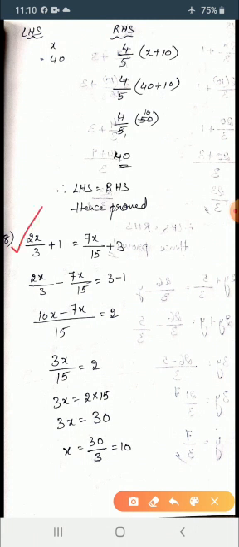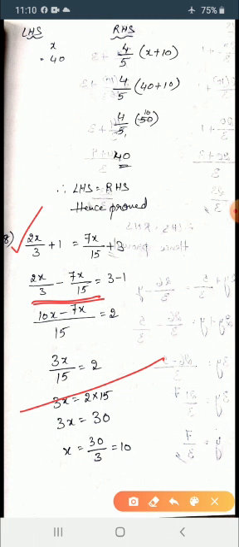Now let us see the eighth one. 2x by 3 plus 1 is equal to 7x by 15 plus 3. Now let us bring x terms to one side. So I brought 7x by 15 to the LHS side, and I sent plus 1 to the RHS side. Now let us see how we are going to solve this.